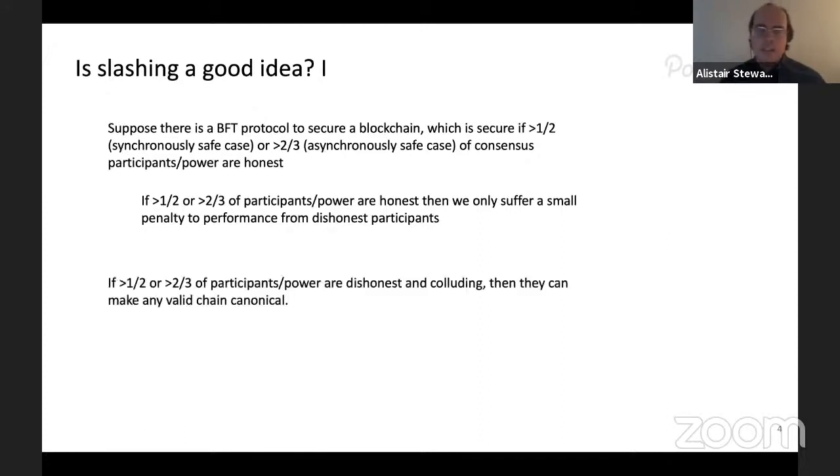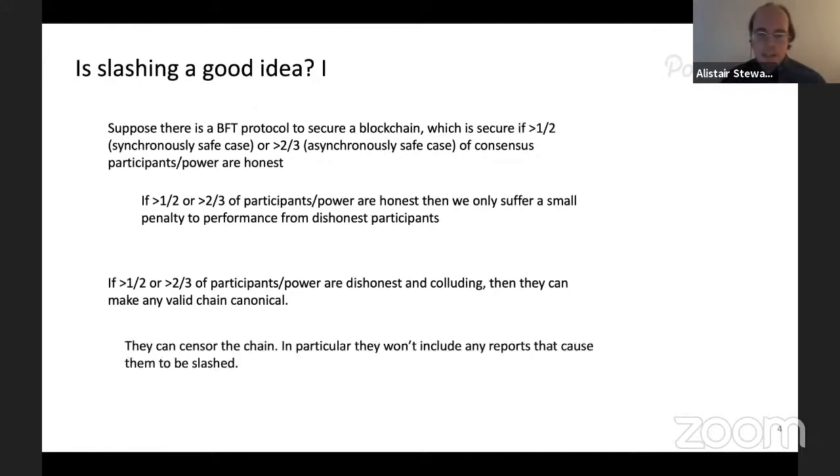On the other hand, if we actually have a majority dishonest, or bigger than 2/3 dishonest, and all those people were colluding together, then they can basically agree on any valid thing, and everyone else, if they follow the rules, will accept it. Because of this, in that situation they can censor the chain. And they won't include any reports that cause them to be slashed, obviously. So we're not punishing them, even if we have slashing.